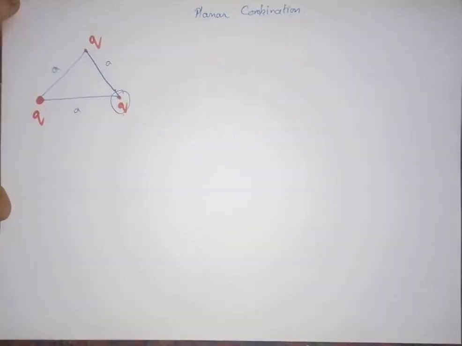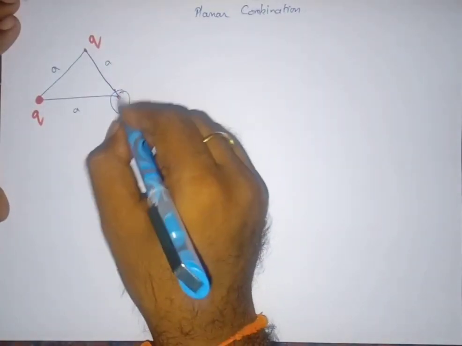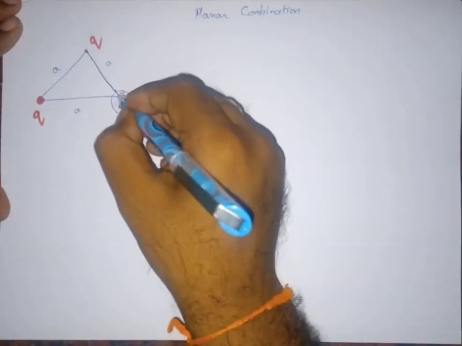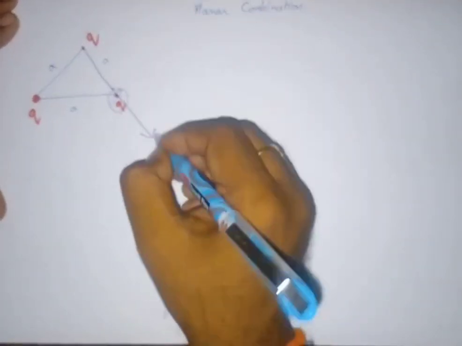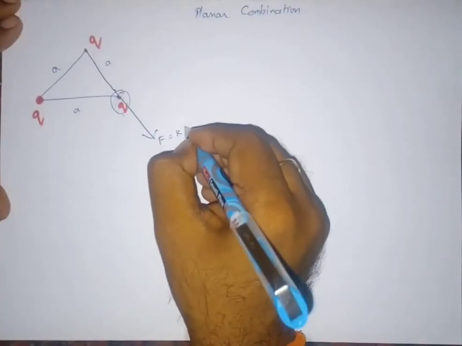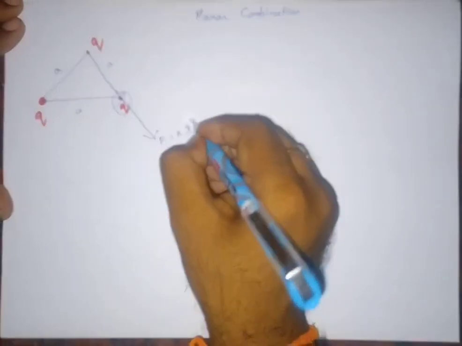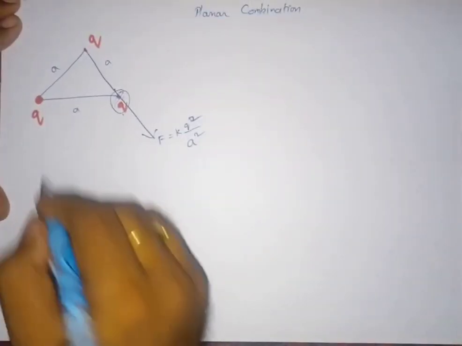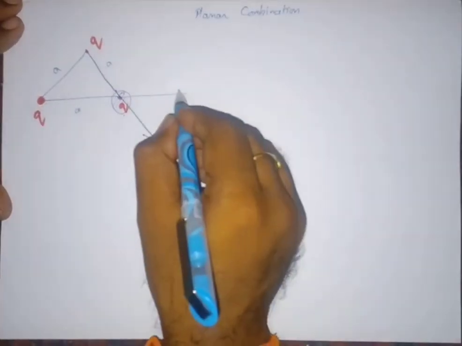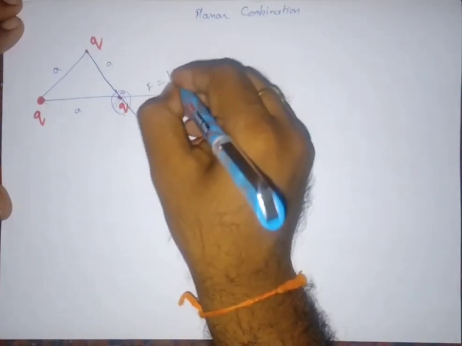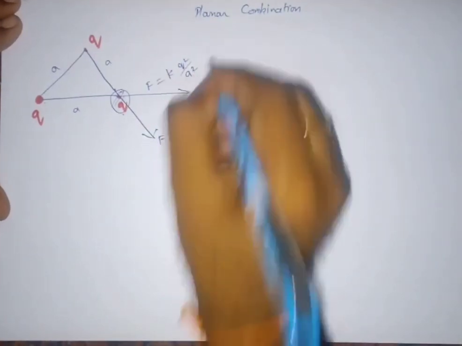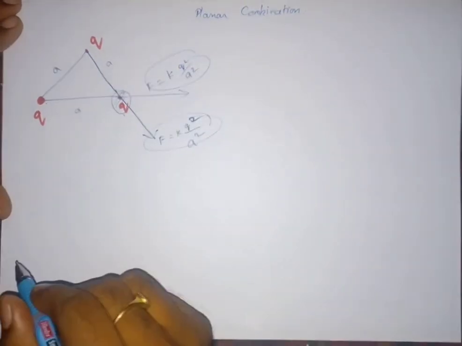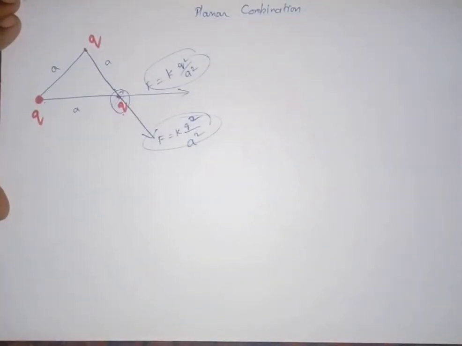Maybe this one. Okay, so this is going to experience some repulsive force because of the upper charge along the line joining them, which is equal to kq square upon distance square, that is a square. This is also going to repel this charge like this, which is equal to kq square upon a square. Now we need to add these two forces which this charge is going to experience.